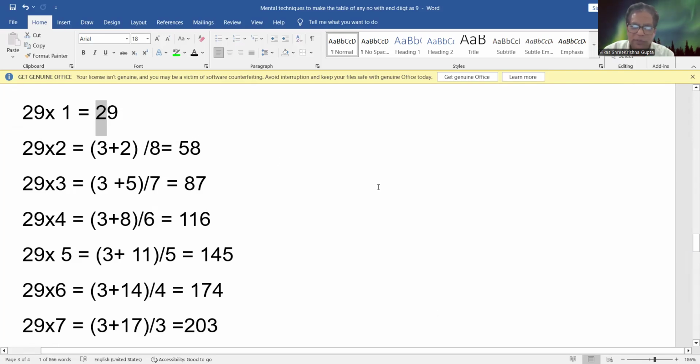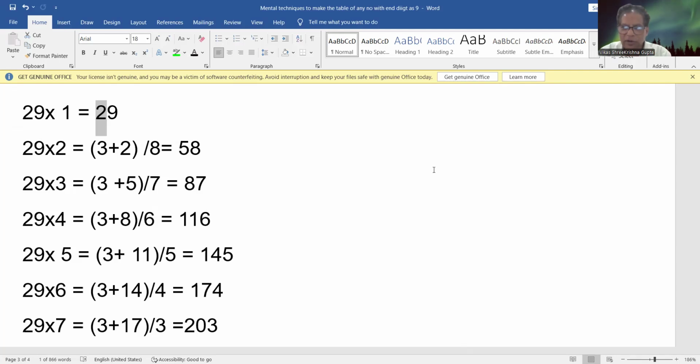For 29, it means 2 plus 1. Suppose you have to make the table of 69. It means keep on adding 6 plus 1, that is 7, 7, 7, 7, to every previous product. In the same way, for making a table of 129, the number before 9 is 12, so 12 plus 1 is 13. Keep on adding 13, 13, 13, 13 to every previous product. And of course, the last digit will always be 9, 8, 7, 6, 5, 4, 3, 2, 1, 0.